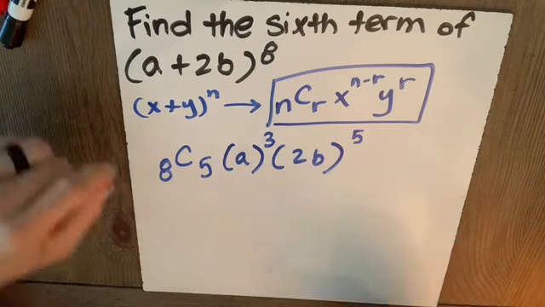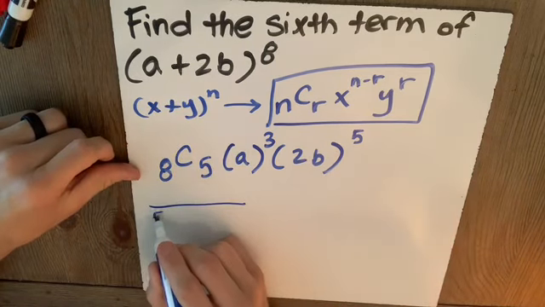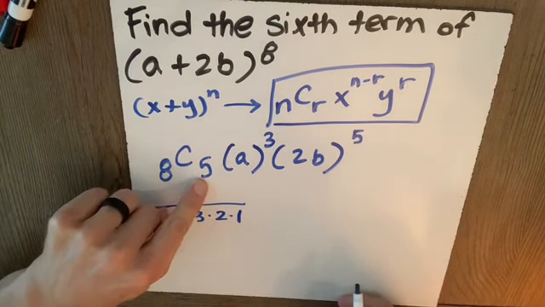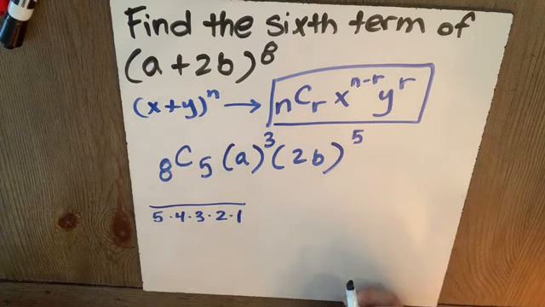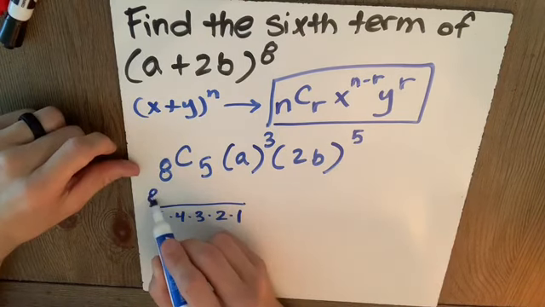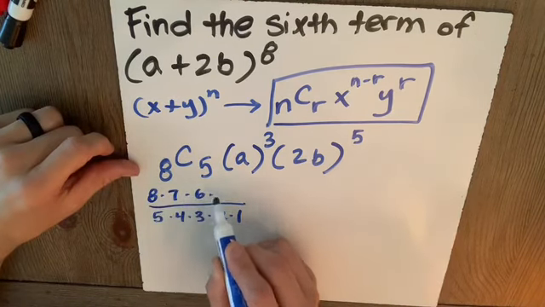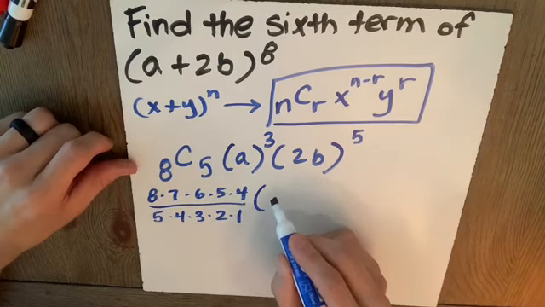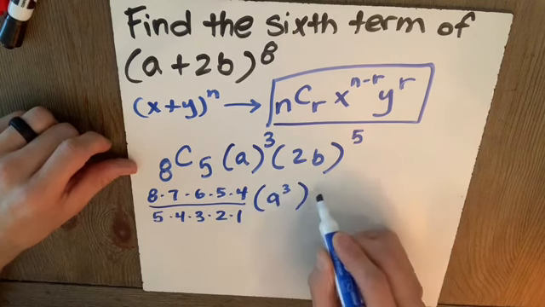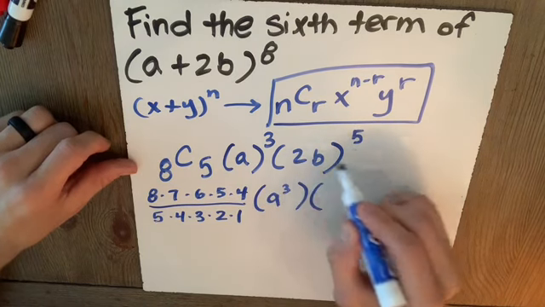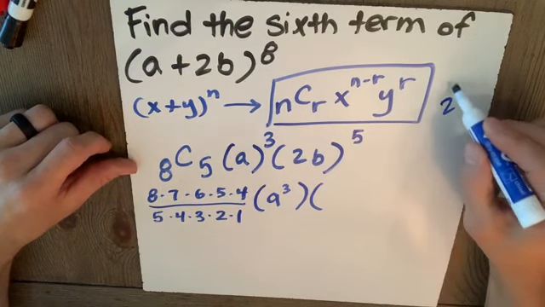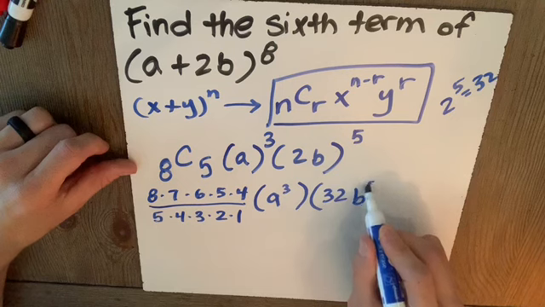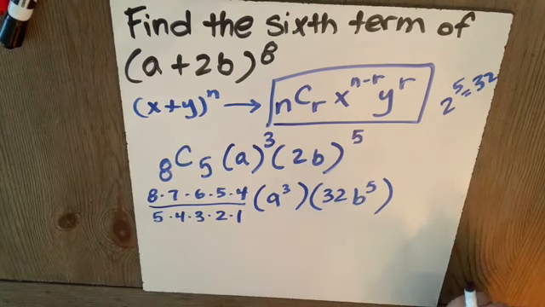When I expand this out, I use my shortcut. 5 times 4 times 3 times 2 times 1. Whatever my r was, I use that as factorial. Now I'm limited to 5 terms. 8 times 7 times 6 times 5 times 4. Can I cancel? Of course I can. I will do that in just a moment. This is a to the third power. And of course, this is 2 to the fifth, b to the fifth. And I have to know 2 to the fifth is 32. So I have 32b to the fifth ready to go, multiplying by whatever this is.